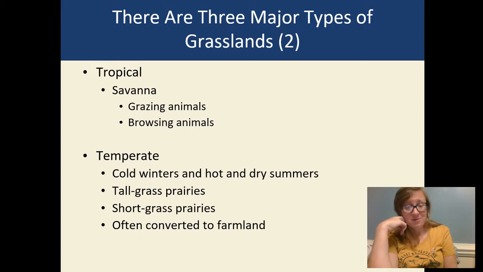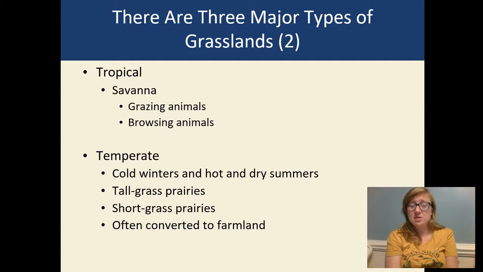And what about a temperate grassland? Well, there you have cold winters and hot, dry summers. You can have tall grass and short grass prairies. So think of prairie land, like Badlands National Park. I'll link a video on Classroom for Badlands National Park. I want to visit there. It's very beautiful looking. So I think of prairie dogs. And it's often converted to farmland, which seems like a great idea.